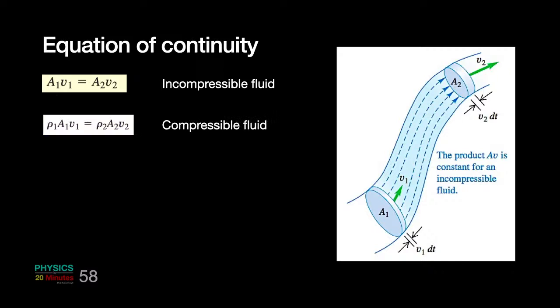What happens if fluid is compressible? So if the fluid is compressible, then this equation gets an improvement. The density term does not cancel out. You have to multiply by rho 1 on this side and rho 2 on this side. Remember, when you derived this equation, we cancelled out the density. It will not cancel now. So then the relation between cross-sectional area and velocity does not remain so linear, because density also plays a role.